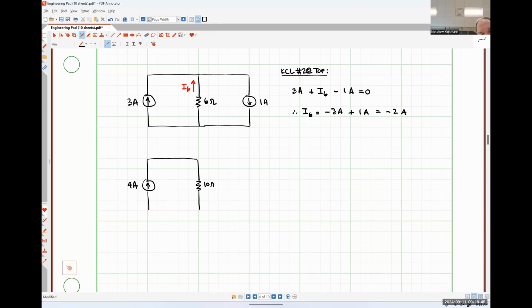And then we have a 10 ohm resistor like so, and an 8 ohm resistor like so. And we are just trying to find, let me move this over, this voltage, which I'm going to call Vx. So we're going to use a combination of Kirchhoff's current law as well as Ohm's law to figure things out here. Okay?